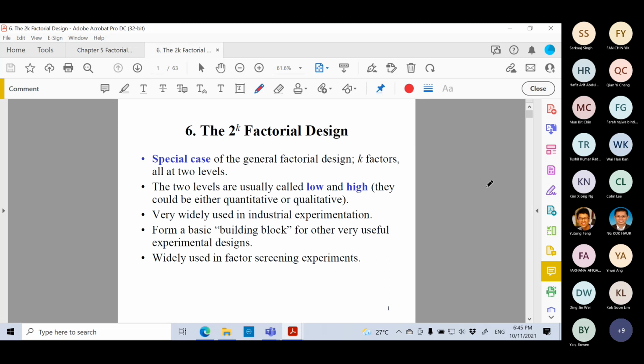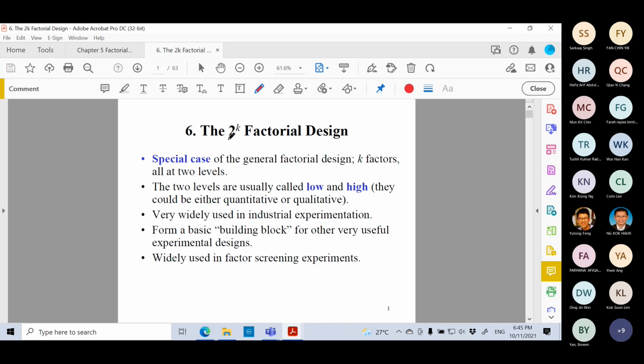After chapter 5, which is factorial design, in chapter 6 we also go through the factorial design. But in this factorial design, we will concentrate only on a certain case. Under this case, it means that you only have a 2 power of k factorial design.